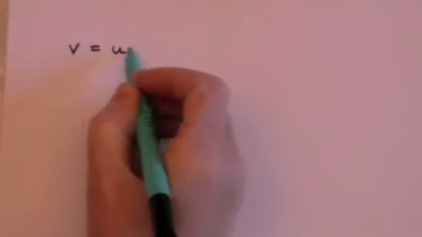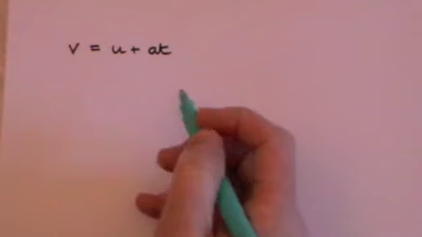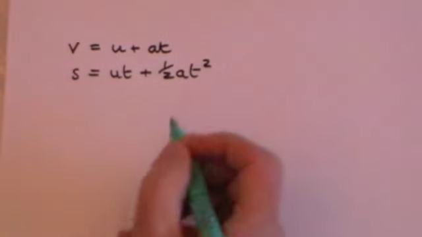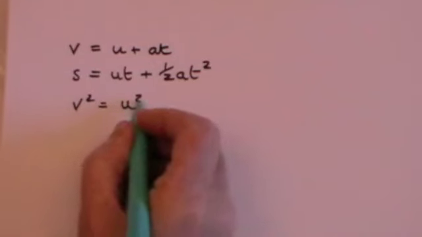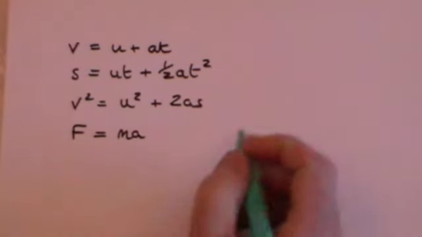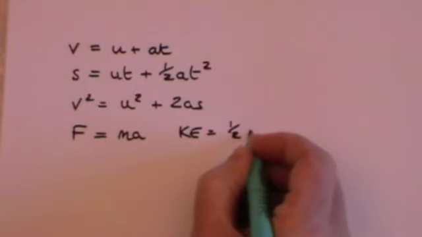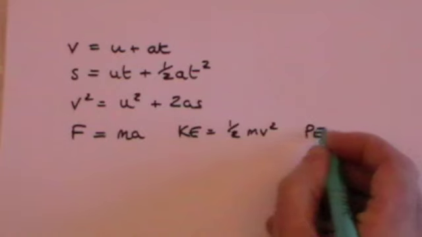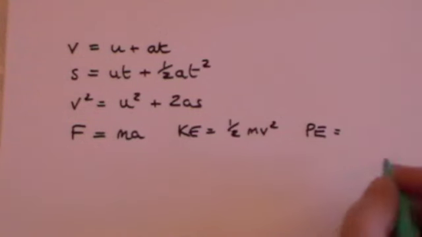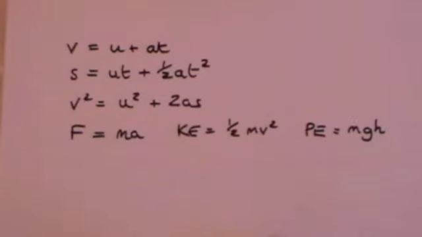These are all in my video on classical mechanics. A level: v equals u plus at, s equals ut plus half at squared, v squared equals u squared plus 2as, and then F equals ma. Kinetic energy is half mv squared, and the potential energy depends where the potential is, but for example, near-Earth gravitational potential energy you would represent as mgh, where h is the distance above the surface of the Earth.